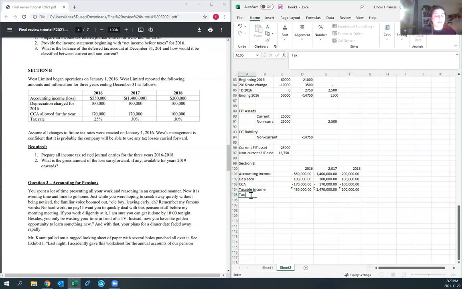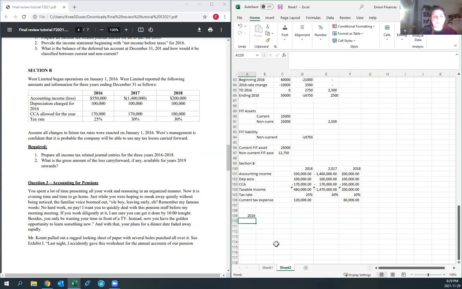And then the tax rate was 25%, 30%, 30%. And current tax expense. There's none for 2017 because it's a loss. And for 2018, it's this amount. All right. For the transaction.